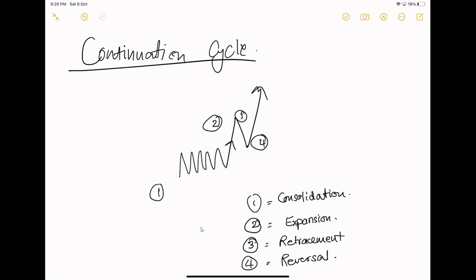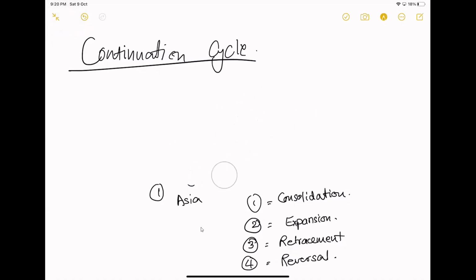So you can break this down into sessions, into times of day, and all of that, right? So this can be Asia, this can be London, and this can be New York. So classic Asia consolidation, a London breakout to the upside, and then retracement giving you your New York continuation. All right, so that is the continuation cycle for the bullish side. Now let's look at the bearish side.